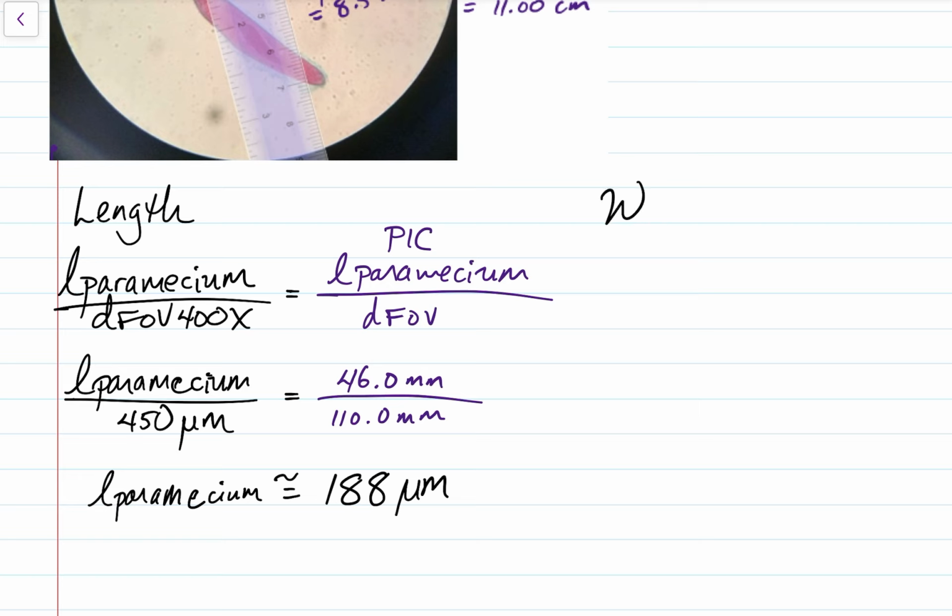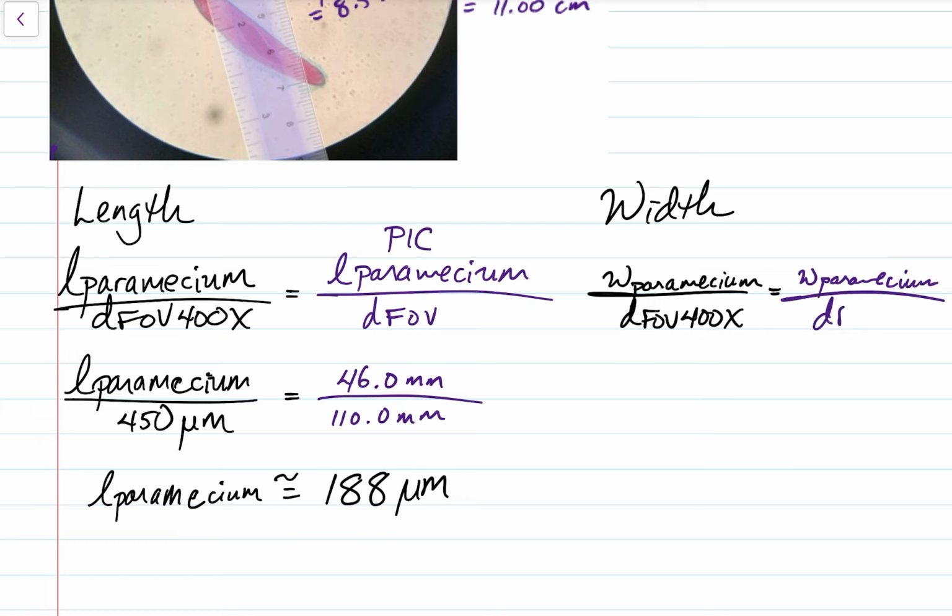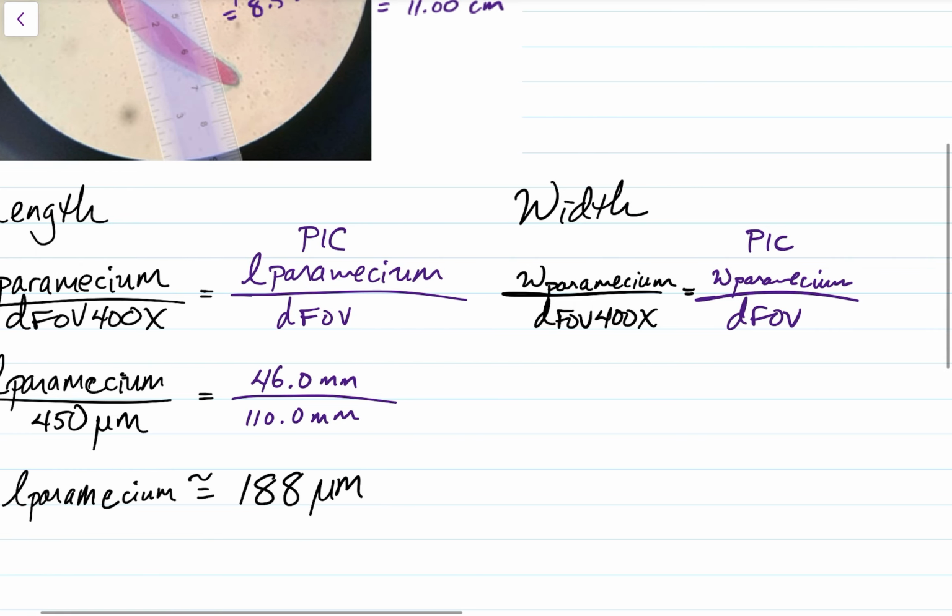Now let's check out the width of this one. Same setup, okay? So except different symbols. So width symbol is W, little w. And we're still talking about a paramecium. There you go. And we're still at the field of view at 400 magnification. So with the paramecium in the picture over the diameter of the field of view, and this is all of the picture that we're doing, and I just color coded it in purple for the heck of it.